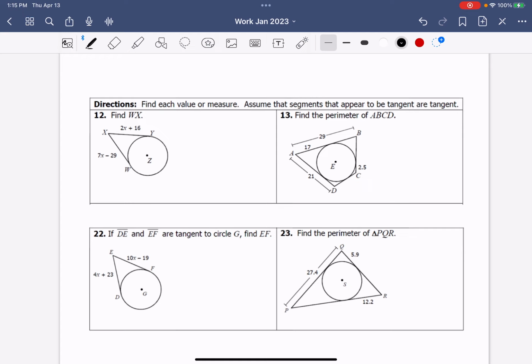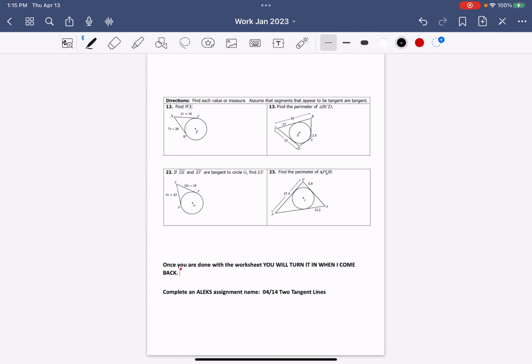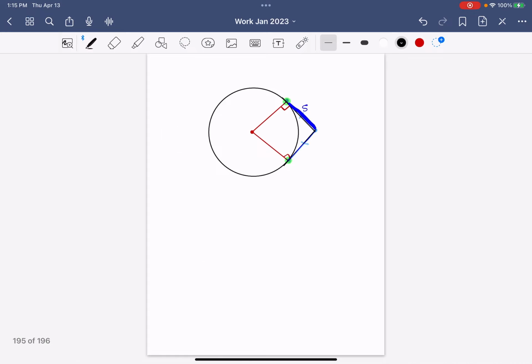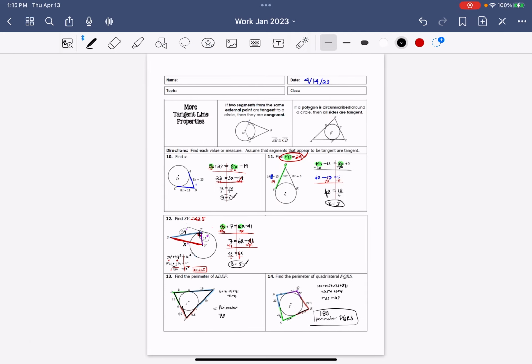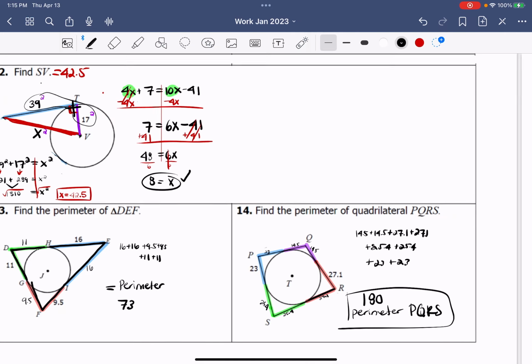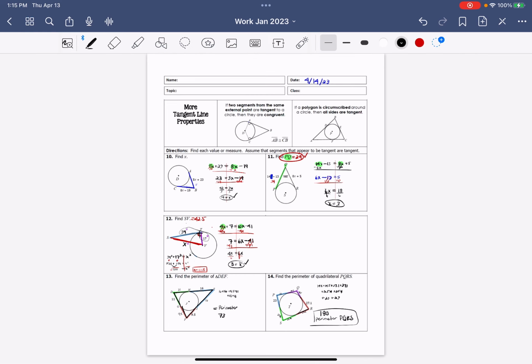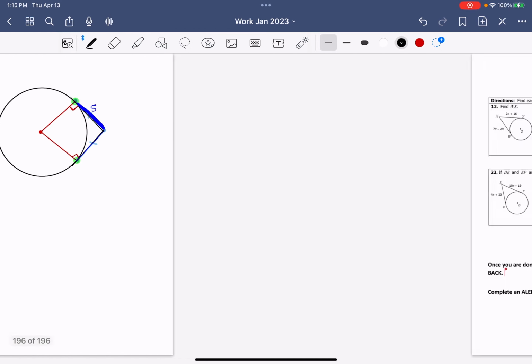The back is kind of going to be what you're responsible for. I might help you set up the first two, but you're definitely responsible for the back. It's exactly like the ones that we just did. So it's like the perimeter ones at the bottom, and it's like 10 and 11.